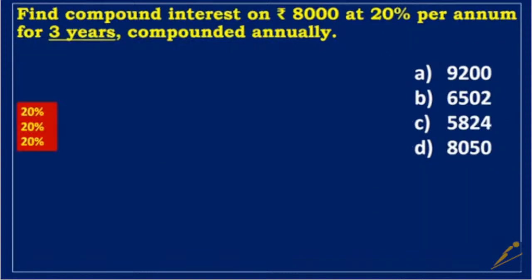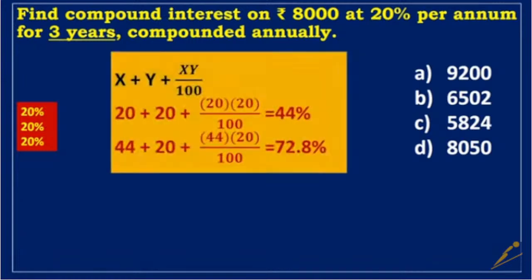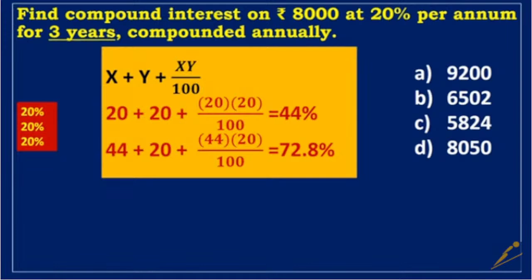Next example. Find the compound interest on 8,000 rupees at 20% per annum for 3 years, compounded annually. To solve this problem, we can use effective percentage calculation. Given, the interest rate is 20% per annum. Using the effective percentage formula, the compound interest rate for 20% in 2 years is 44%. For calculating the net percent for 3 years, once again we use the effective percentage formula. That is 44 plus 20 plus 44 into 20 divided by 100. Therefore, the compound interest rate for 20% in 3 years is 72.8%.